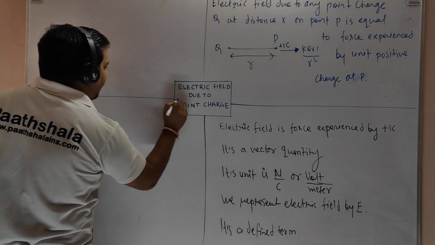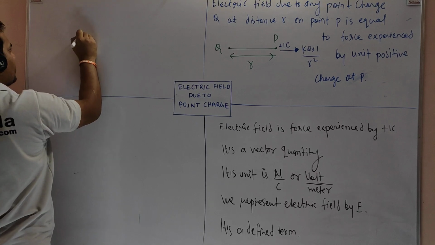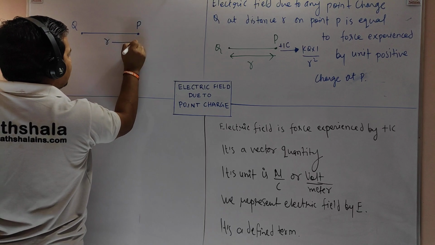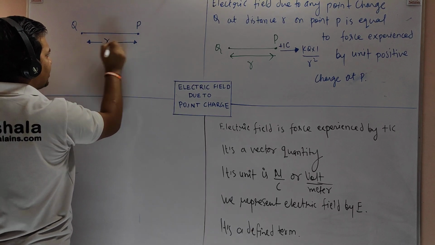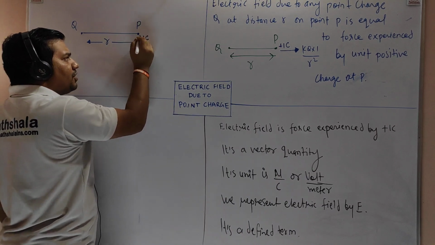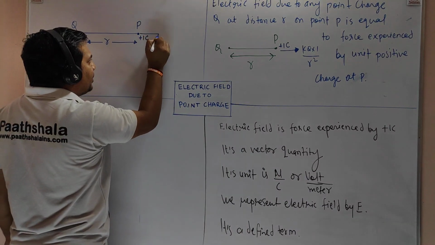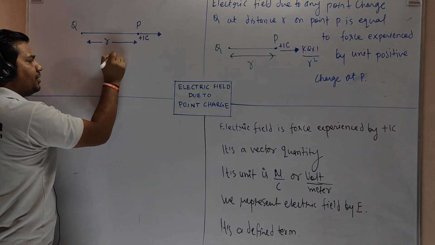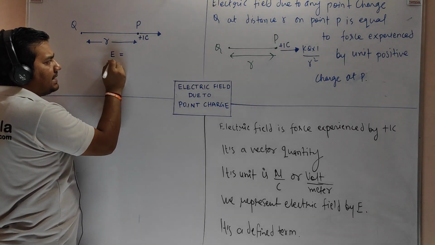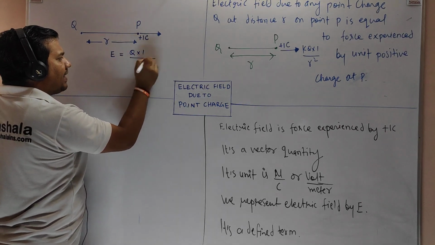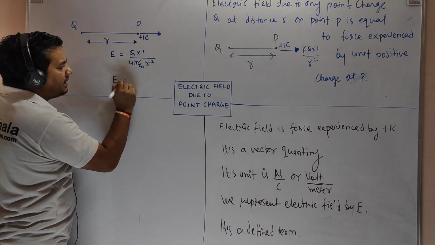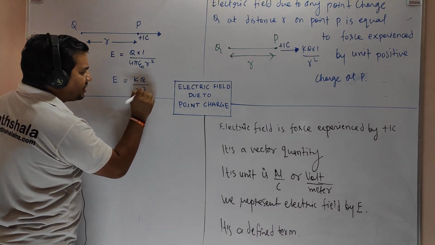Let's talk about the formula. Suppose this is a point charge Q and I want to find electric field at point P at a distance r due to this point charge Q. So I will assume a unit positive charge here and find the force on it. The force on unit positive charge is known as electric field, represented by E. Q1 Q2 divided by 4 pi epsilon naught r, and in place of the constant I can write K. So remember the formula, KQ by square of distance.